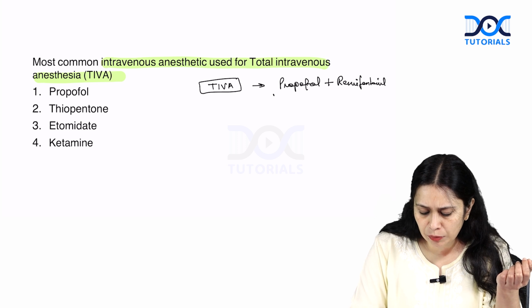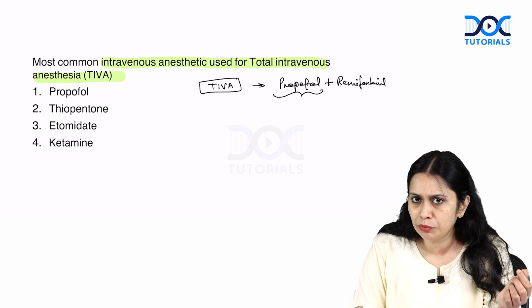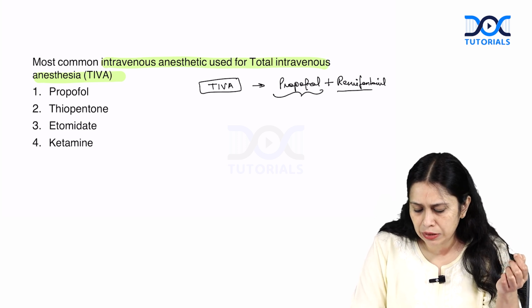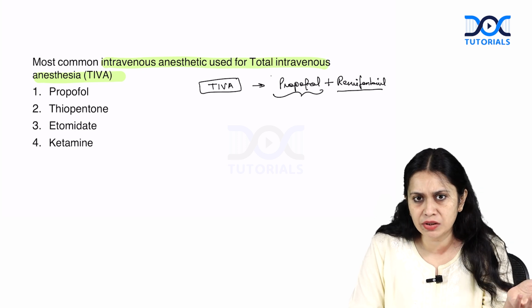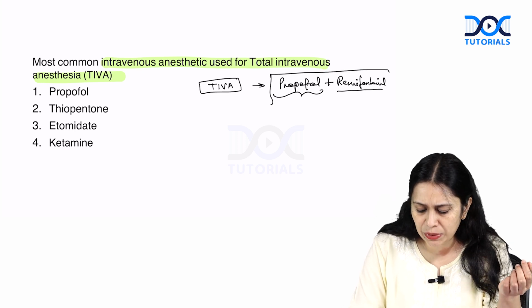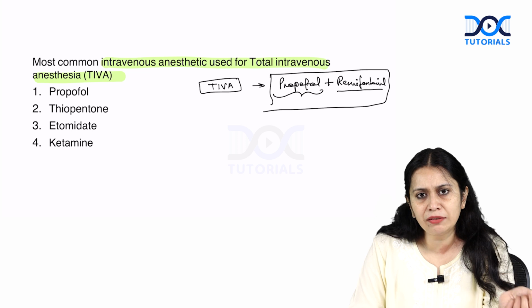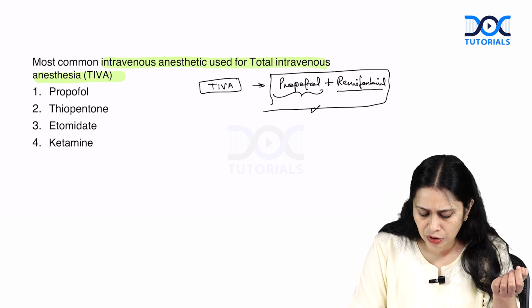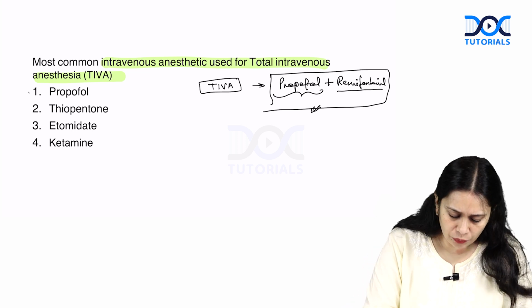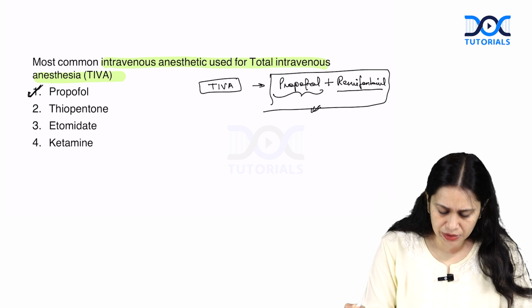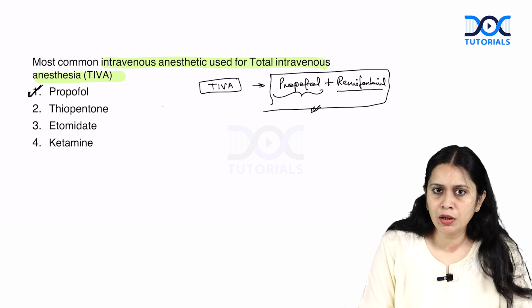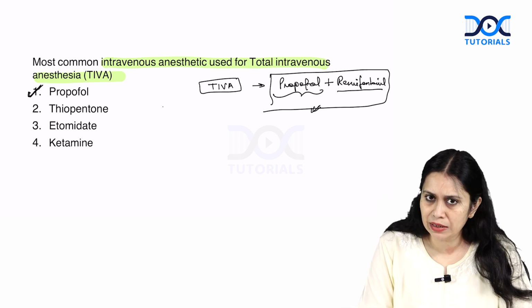Now propofol provides anesthesia, but it doesn't provide analgesia. So remifentanil is combined to provide the analgesia. So we go for a complete anesthesia with propofol and remifentanil combination. So this is the commonest combination used. So we are using propofol. This is the agent of choice for your total intravenous anesthesia.